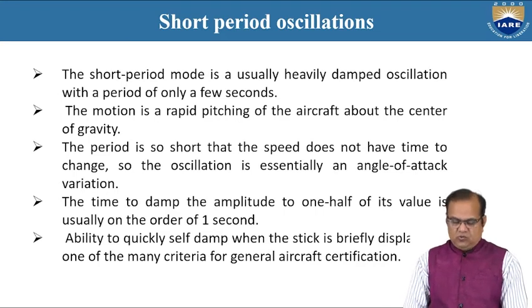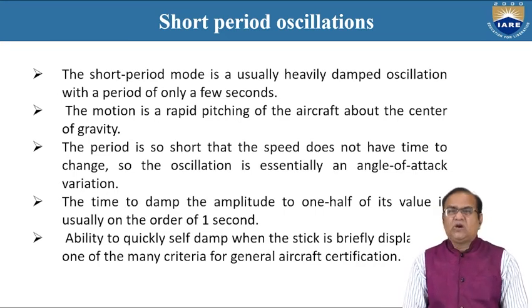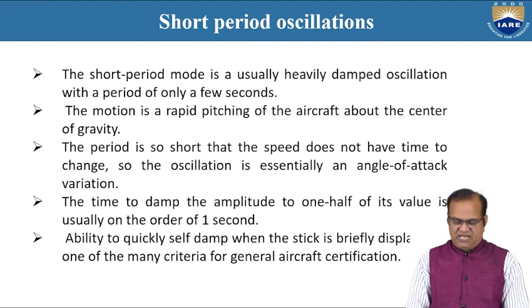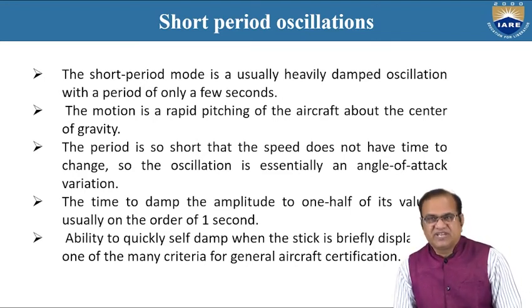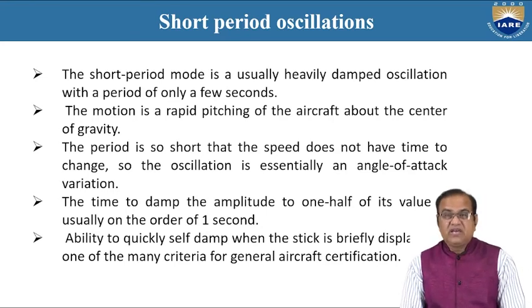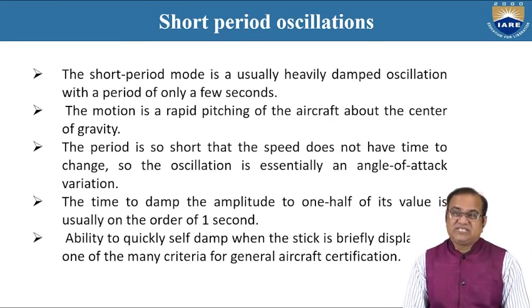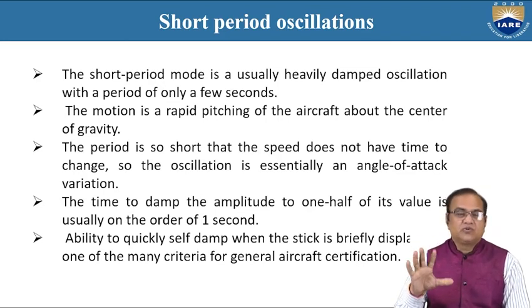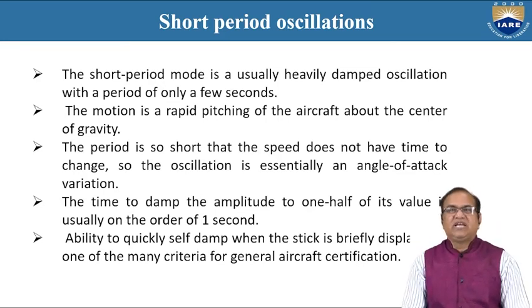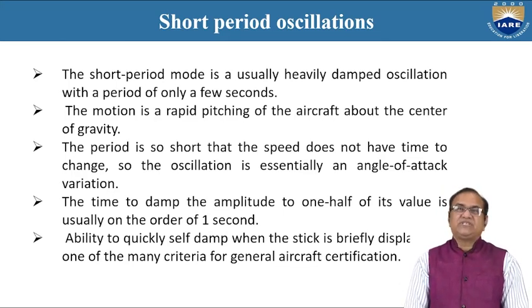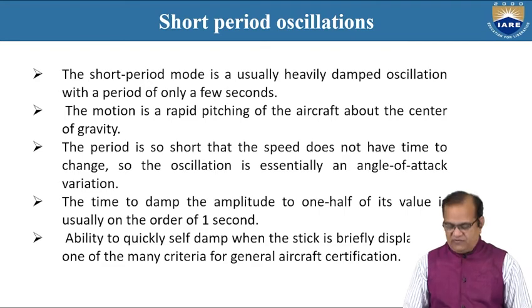The ability to quickly self-damp when the stick is briefly displaced is one of the many criteria for general aircraft certification. So during certification, we check how fast it is damping by moving the control stick forward or aft; within one go, it should come to its equilibrium position. Then we can say that the aircraft is dynamically stable in the short period oscillation.